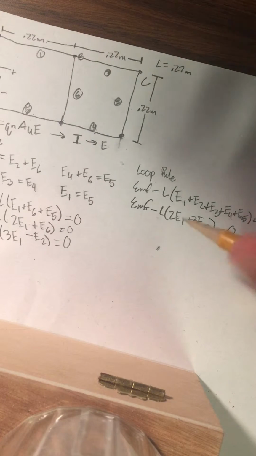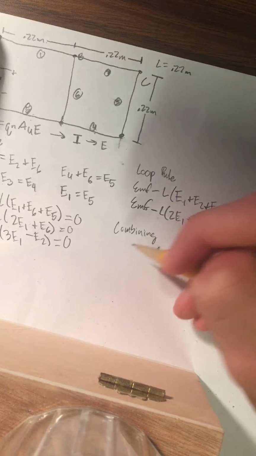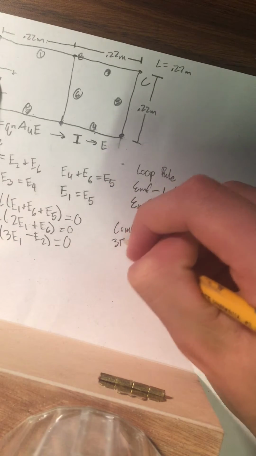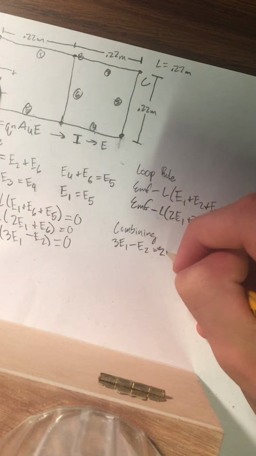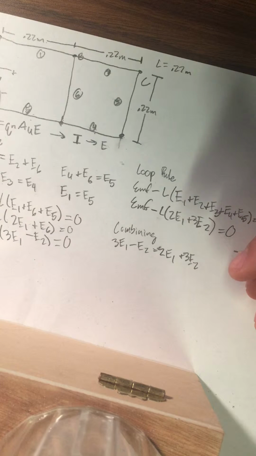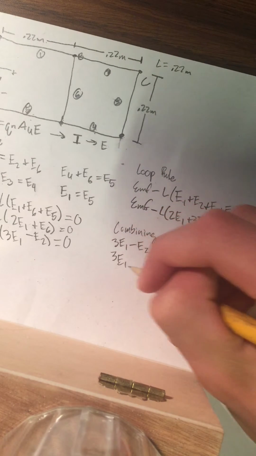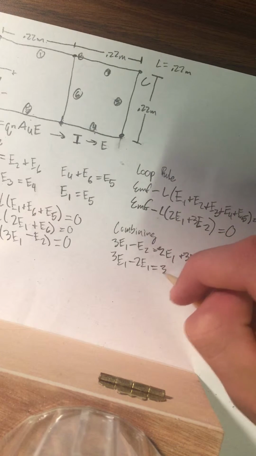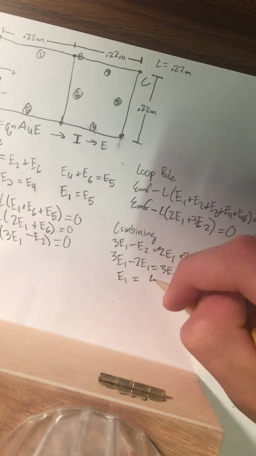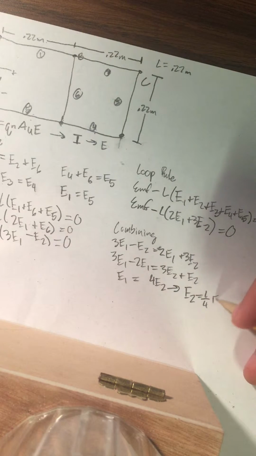Alright, now that we know this is equal to 0, we know this is equal to 0, so we can set them equal to each other. So combining these two, and crossing out the L's and getting rid of the EMFs, we know that 3E1 minus E2 equals 2E1 plus 3E2. And doing a little quick math here, we're going to put the things on each side. 3E1 minus 2E1 equals 3E2 plus E2. And you're going to say E1 is equal to 4E2. And giving that a little easier, we can put E2 is equal to 1 over 4 E1.